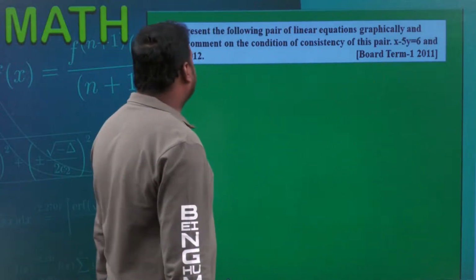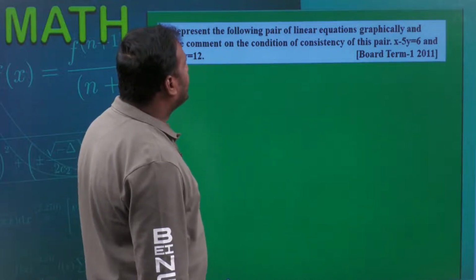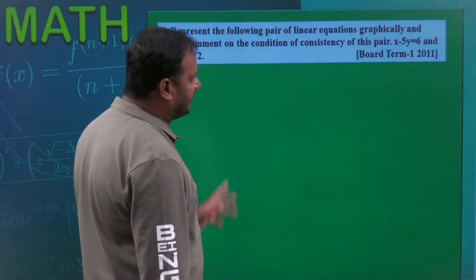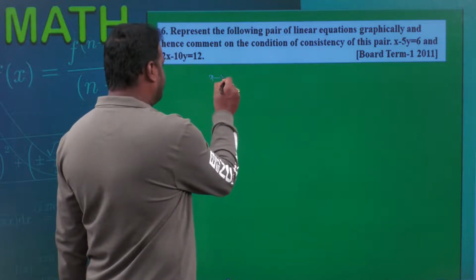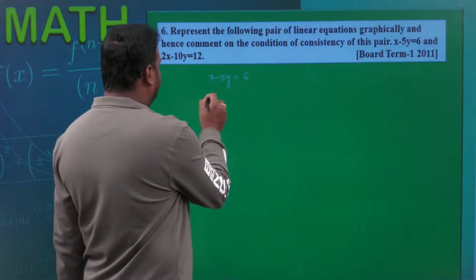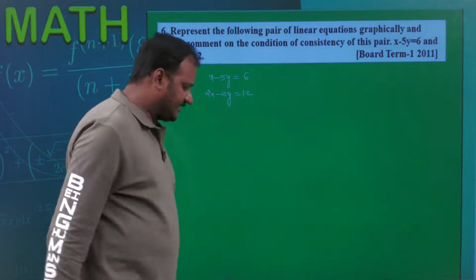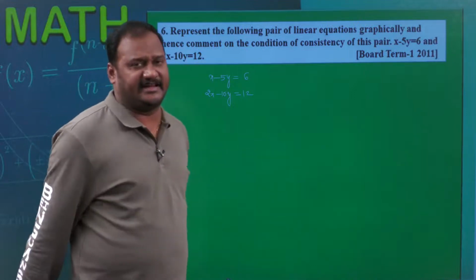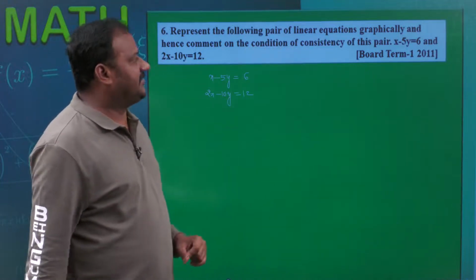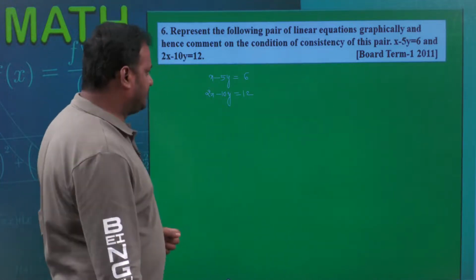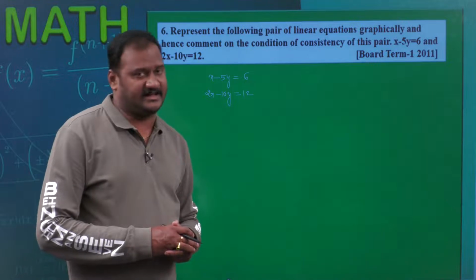Right. So the next one is: represent the following pair of equations graphically and hence comment on the condition of consistency of the pair of linear equations. x minus 5y is equal to 6 is the first line, and the second one is 2x minus 10y is equal to 12. Representing equations graphically is nothing but drawing them on the graph sheet. Without actually drawing them on the graph sheet, will you be able to identify what kind of lines they are?